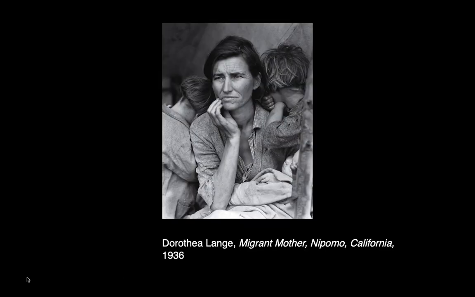Many of you have likely seen this photograph before. This is Dorothea Lange's Migrant Mother, and it was taken in 1936 at the height of the Great Depression. Lange was a photographer who worked for the federal government under Roosevelt's New Deal. Her job was to travel around the country and to photograph daily life and family life of people hit hard by the economic devastation of the Great Depression.